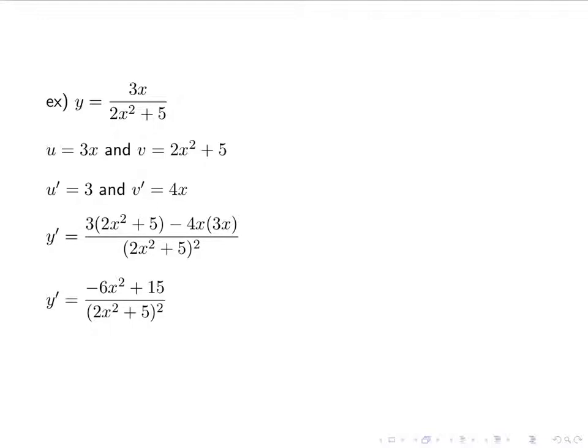So don't forget the parentheses. You're squaring that whole binomial. And again, you do not have to actually square it out. Just leave it as 2x squared plus 5 squared.